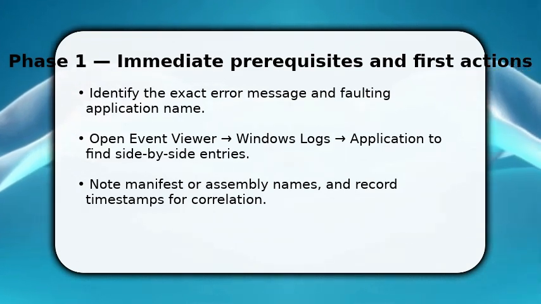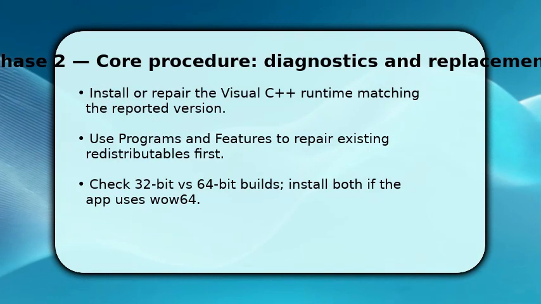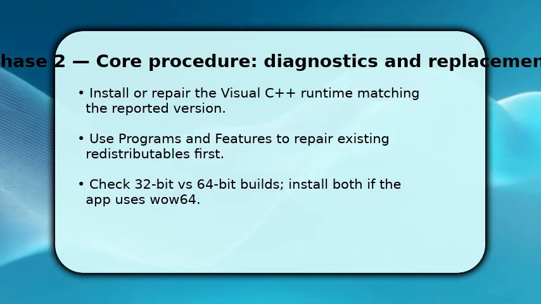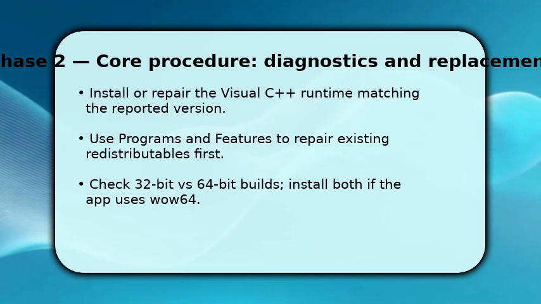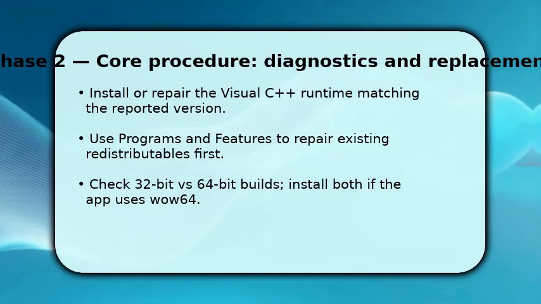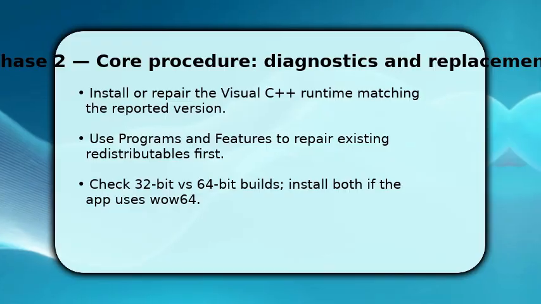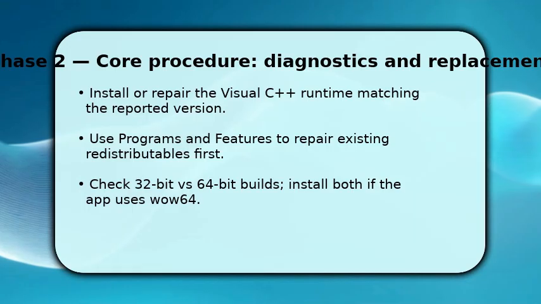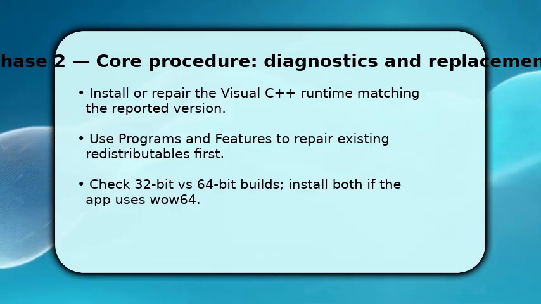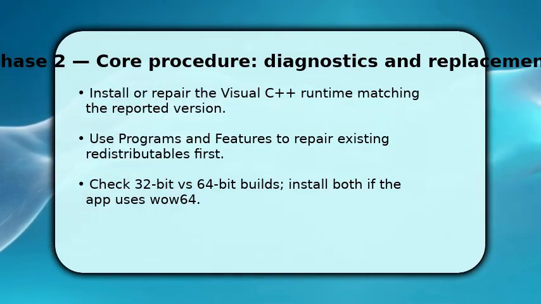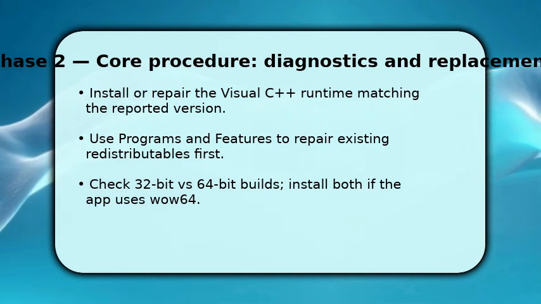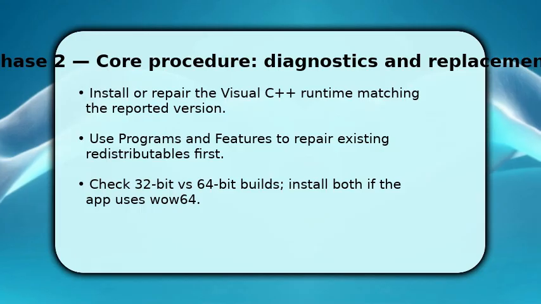manifest. Now you fix the common cause, mismatched Visual C++ runtimes. If Event Viewer shows a specific version, download and install that redistributable, repair existing entries in Programs and Features before reinstalling. Make sure to match 32-bit versus 64-bit. Sometimes an app runs 32-bit under WoW64, so you may need both versions. Once installed, reboot or at least log off and on to refresh side-by-side activation. This corrects missing CRTs and resolves manifest conflicts that prevent the app.